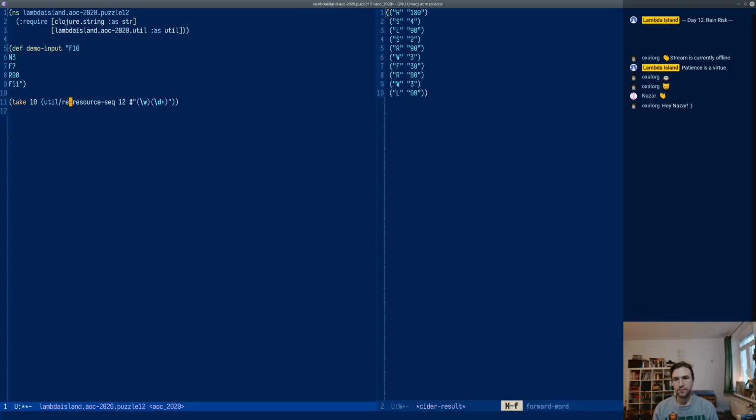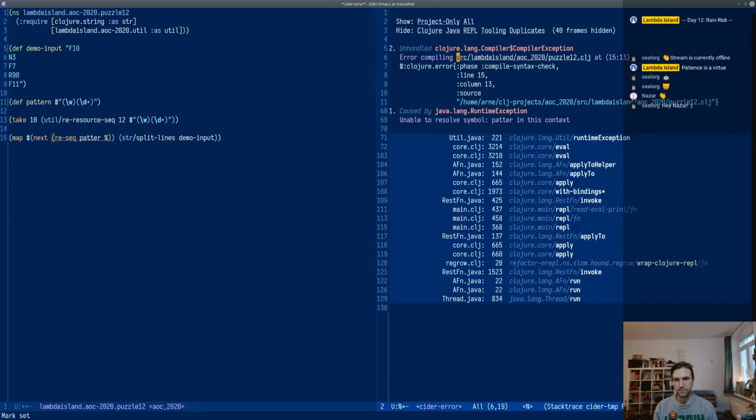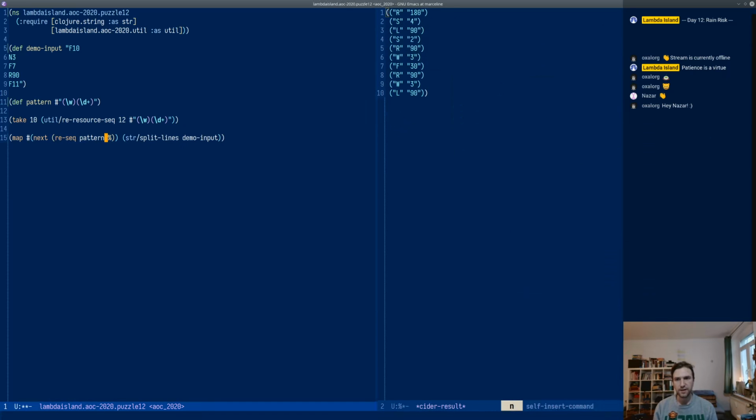But we'll have to start with pattern, parsing our demo input, string split lines of the demo input, map, and I guess do the same thing here. Next, re-seq pattern input line, pattern, reject string, right? Reject string, string split lines.